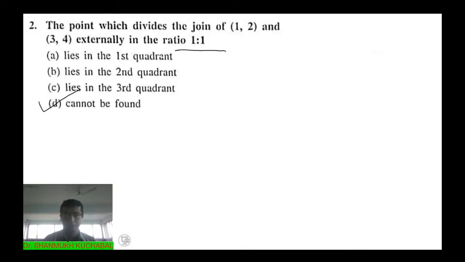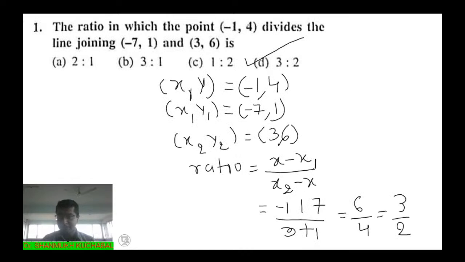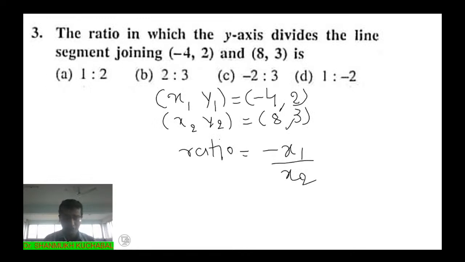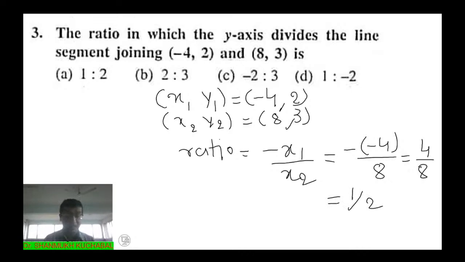You can see here this x coordinate will become 0, right? So we get minus x1 divided by x2, that is minus of (-4), and x2 is 8, so minus into minus plus 4 divided by 8. Four ones are 4, four twos are 8, so 1 by 2 is the answer. Therefore the right option is 1:2, that is A is the right option.